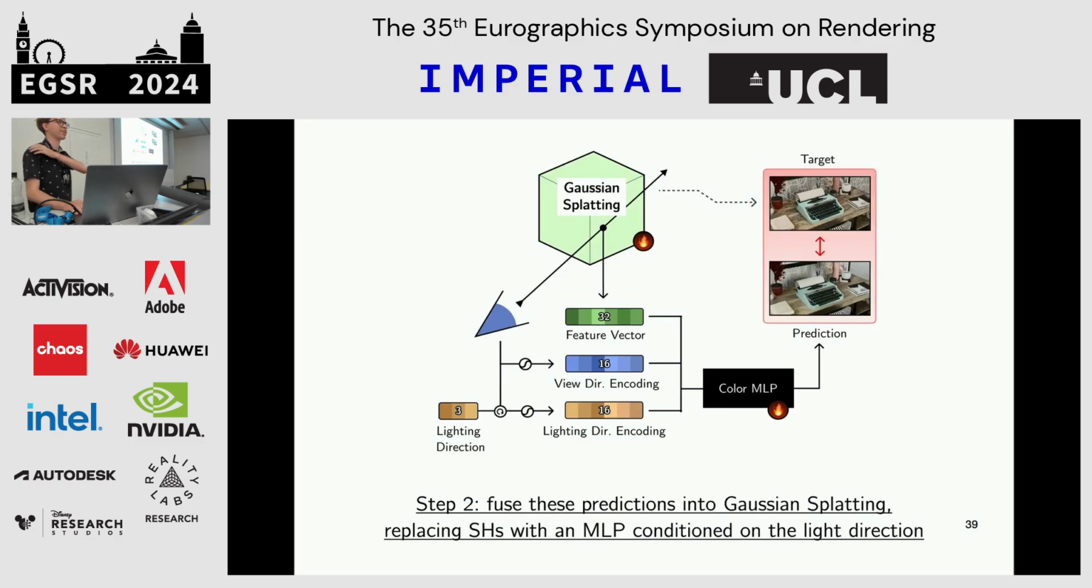Is this clear? I saw a confused face here. Anyway, but essentially it's basically normal Gaussian splatting, but we've replaced spherical harmonics with an MLP.